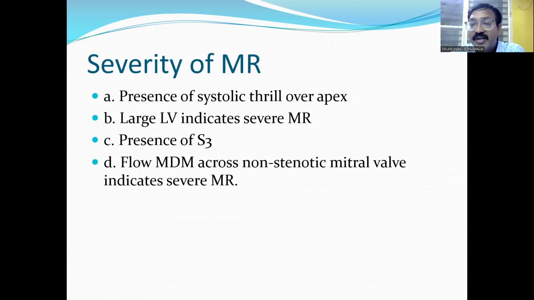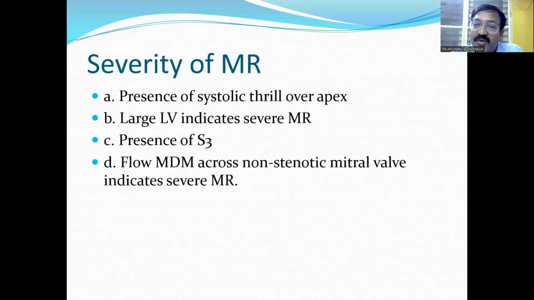So how will you determine the severity of MR? When there's a systolic thrill, it is severe. A large left ventricle indicates severe MR. That means LVH. When the apical impulse is shifted down and outwards, like to the sixth intercostal space, in the anterior axillary line, like those things, that means the patient has left ventricular hypertrophy. That also indicates severe MR. Presence of S3 also indicates the patient has severe MR. Mid-diastolic murmur also indicates severe MR. These are the things. Based on this, we can tell.